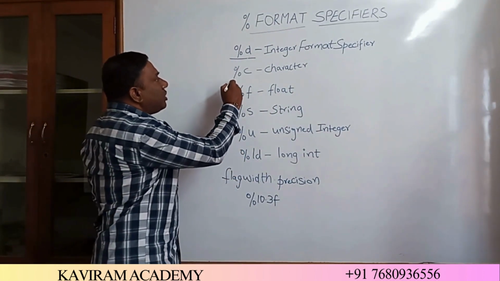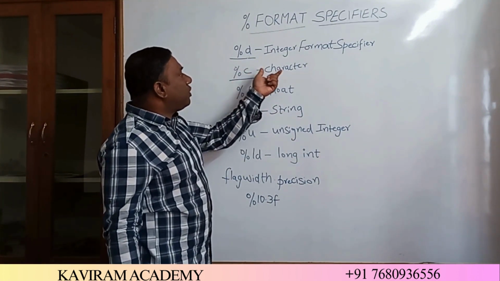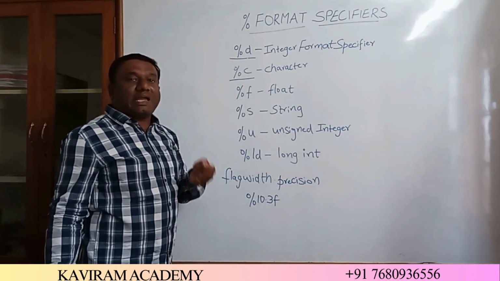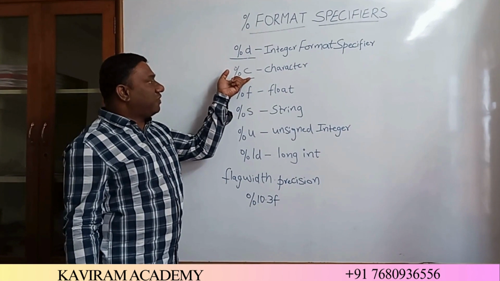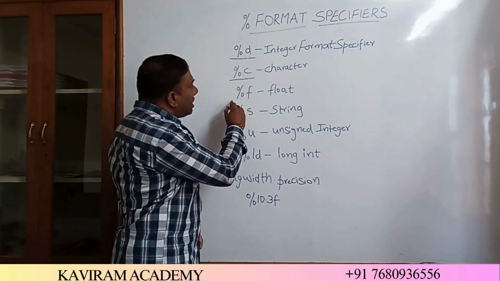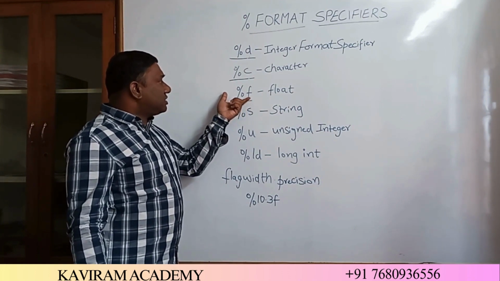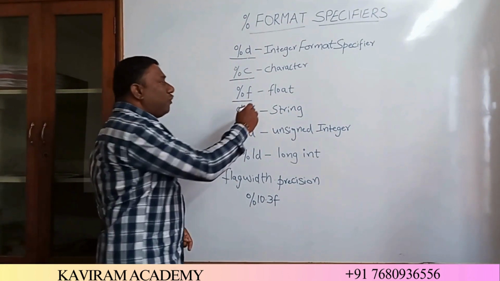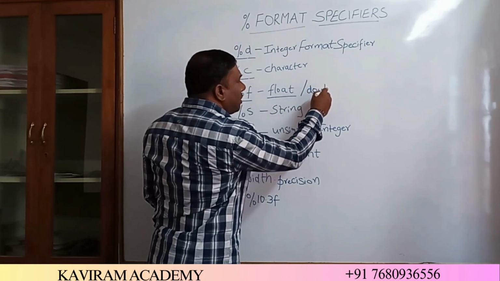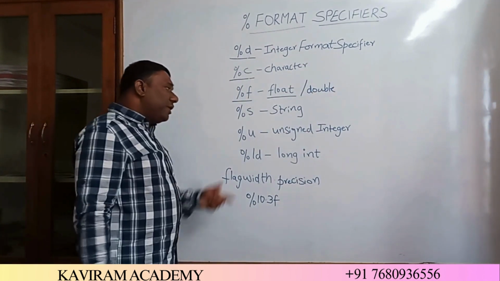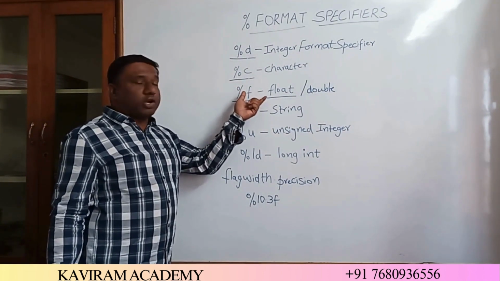The next one is percentage c. Percentage c is your format specifier for characters. In order to print a character, we use the percentage c format specifier. The next one is percentage f. Percentage f is the format specifier for float, or even for double. So this is percentage f for float or double.